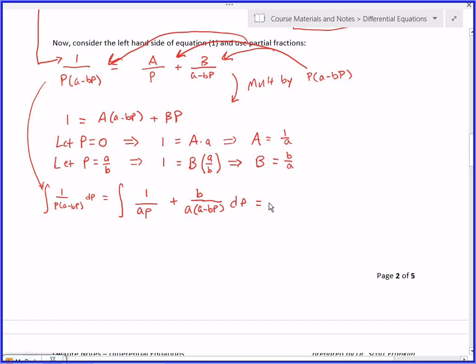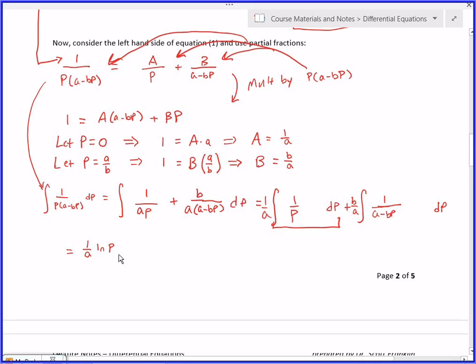All right, so just for simplification, I'm going to split this into two integrals. Just add it together, dP, dP. The first one I'll factor out the 1 over A, so I just have 1 over P inside. The second one I'll factor out the B over A, so I'll just have 1 over A minus BP on bottom. Okay, so what's that equal to? Integral of 1 over P dP. So I have 1 over A times the log of P.